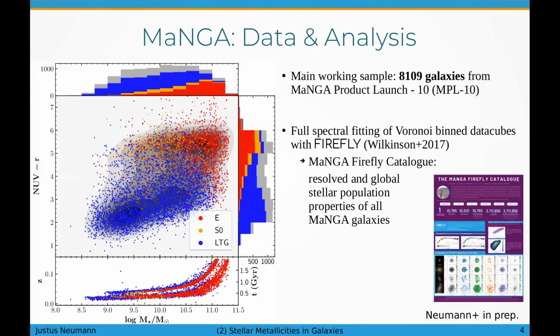So the sample is drawn from MaNGA, the MaNGA product launch, the internal product launch 10. This is about 8,000 galaxies that we selected for this study, and these 8,000 galaxies have about 3 million spectra from Voronoi bins. Each of these spectra we fit with our FIREFLY code. Actually, the catalog that we produce with this, I show a poster about in session 1 of this conference. So we have a lot of data about the resolved stellar populations.